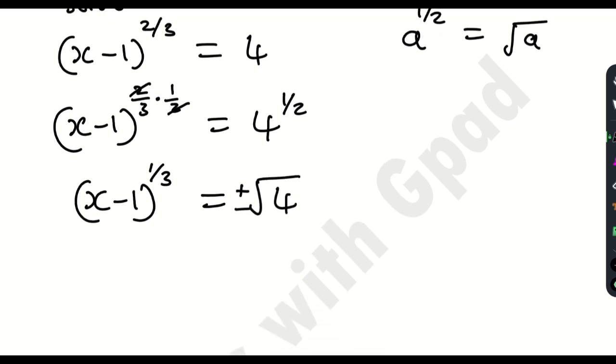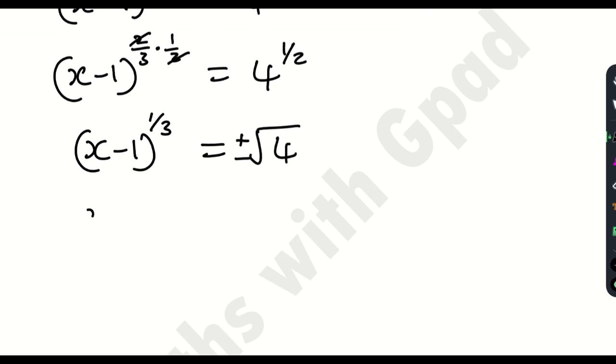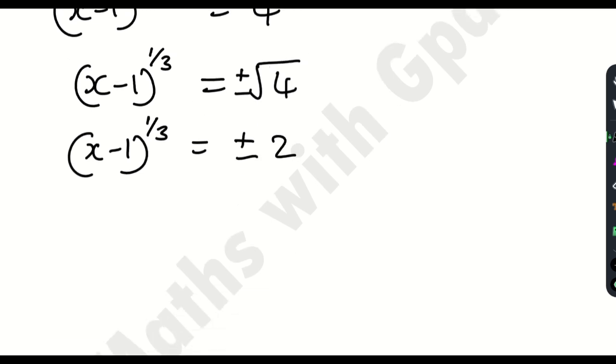So let's simplify what we have on the right hand side. Now this is going to be x minus 1 all raised to the power of 1 over 3 is equal to plus or minus the square root of 4, which is 2. Beautiful. Now the next thing we want to do is to get rid of this fractional index on the left hand side. What do we do?